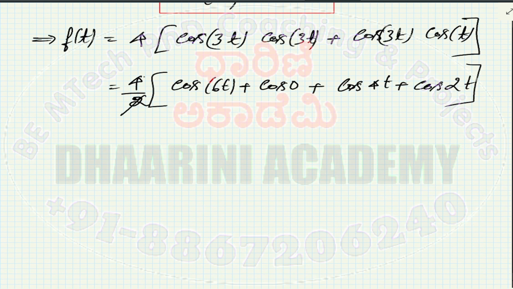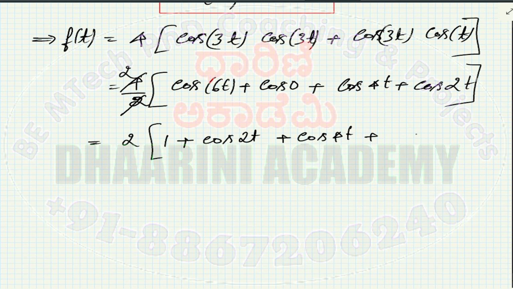So this is nothing but, that is a 2. So let's simplify this. This is equal to 2 times cos 0, which is 1. Then I have cos 2t. Then we have cos 4t. And we have cos 6t. This is the f of t.